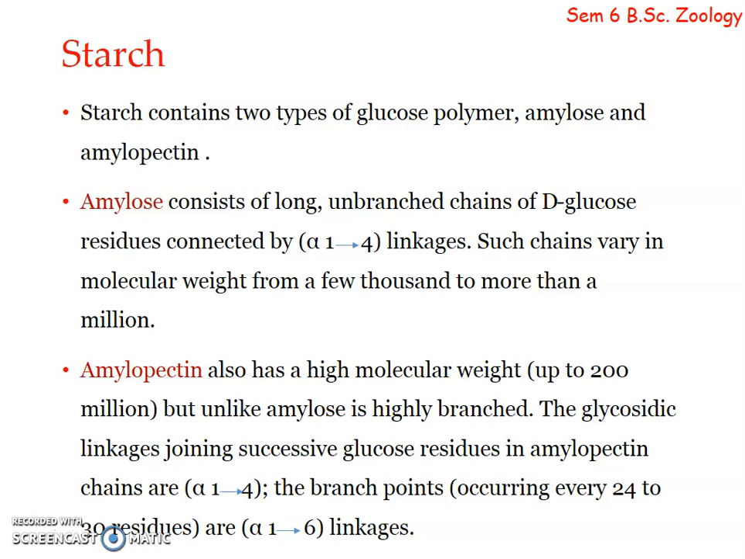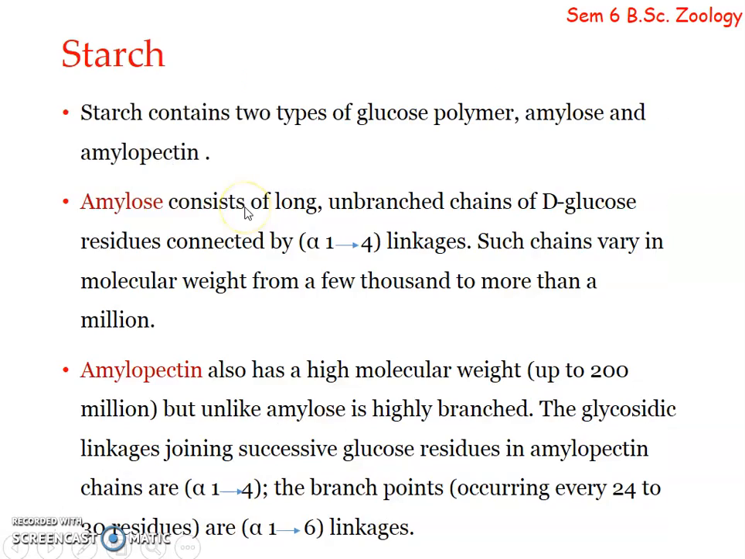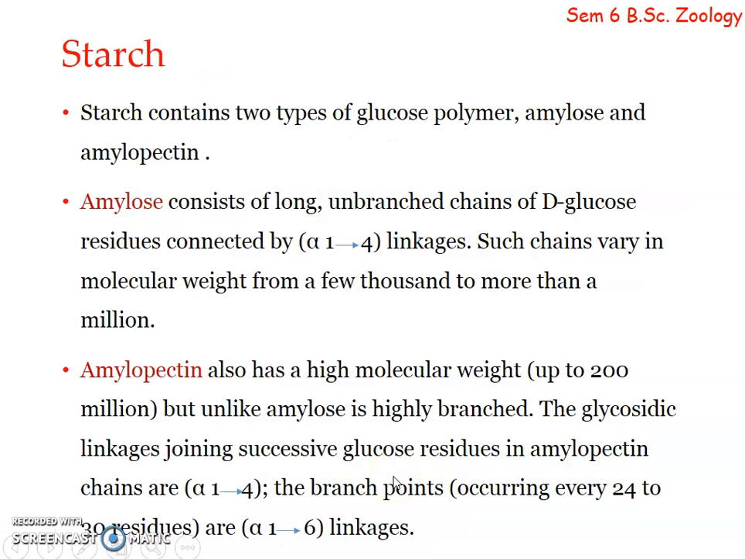Coming to starch, starch is another type of polysaccharide formed of glucose polymers. It contains two types of glucose polymer: one is amylose and the second is amylopectin. Amylose is a straight chain, just like what we have seen here. So this is almost comparable to the amylose in starch, and this is the amylopectin in starch. That is how the structure will be.